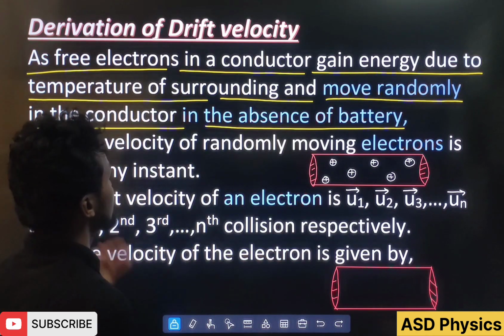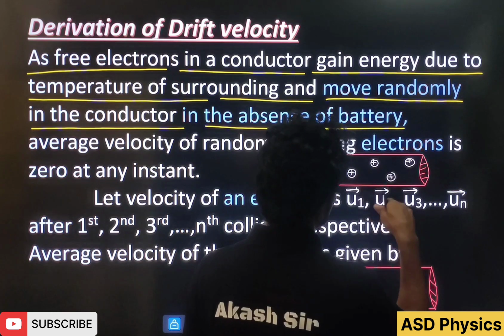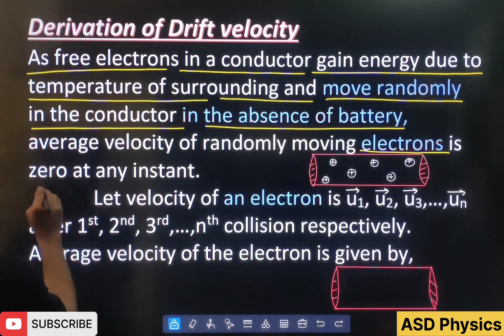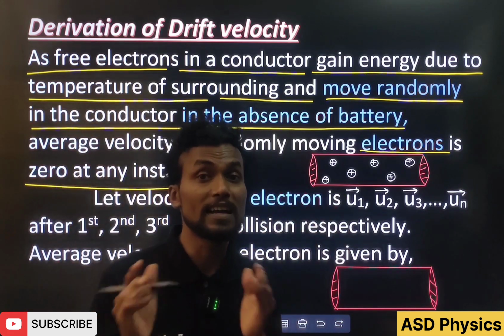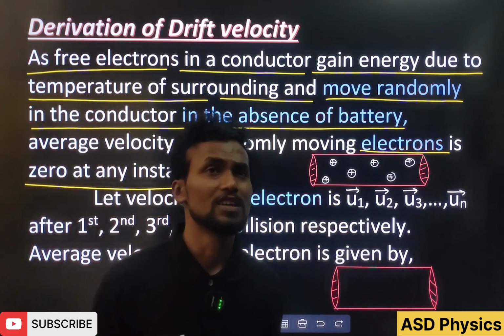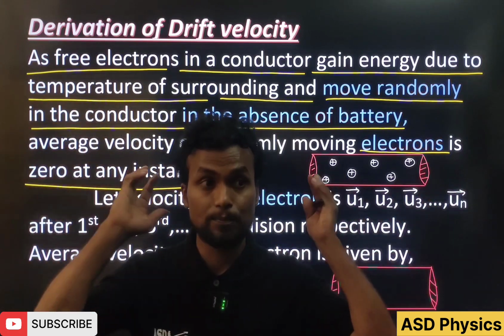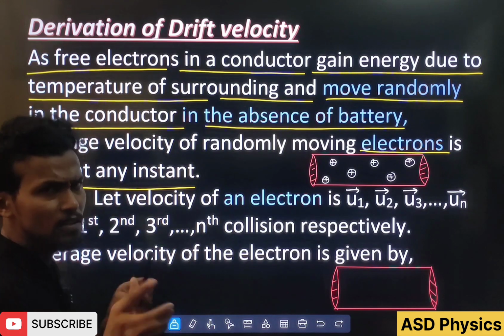The average velocity of randomly moving electrons is 0 at any instant, because in a conductor there are so many electrons, and they do random motion, just like air molecules move here and there randomly in a room. Similarly, the free electrons in the conductor move randomly.